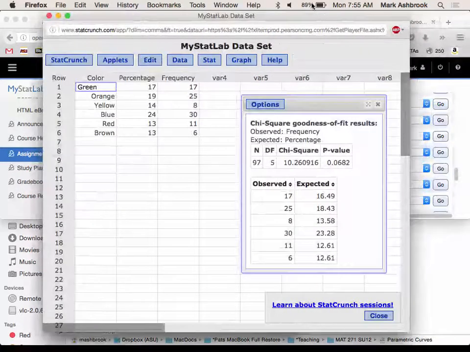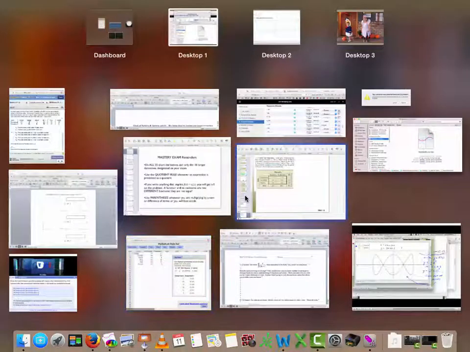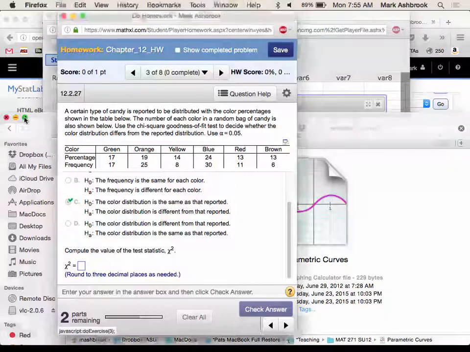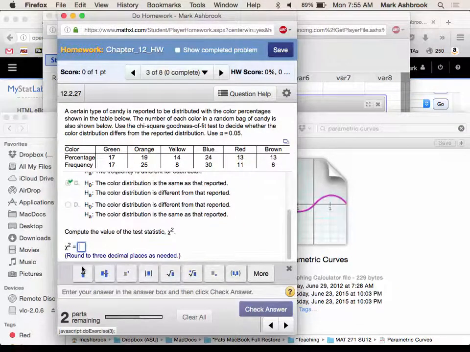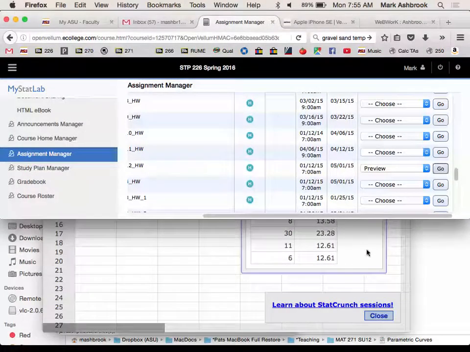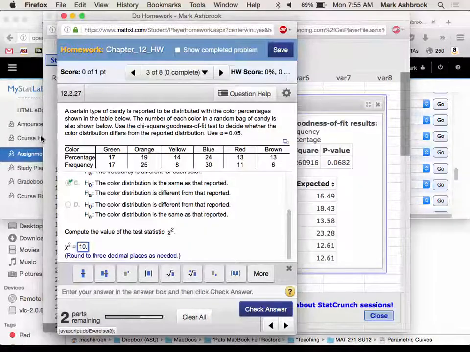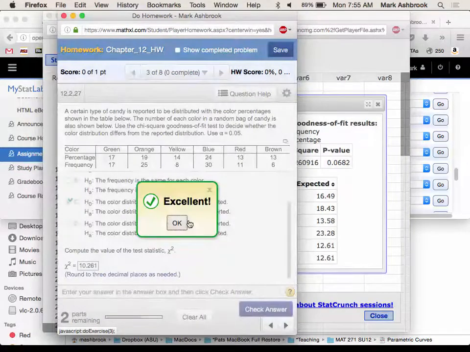So our statistic is 10.2609. Where is it? There it is. 10.26, 3 decimal places. What did I say? 10.261. Okay. Got it.